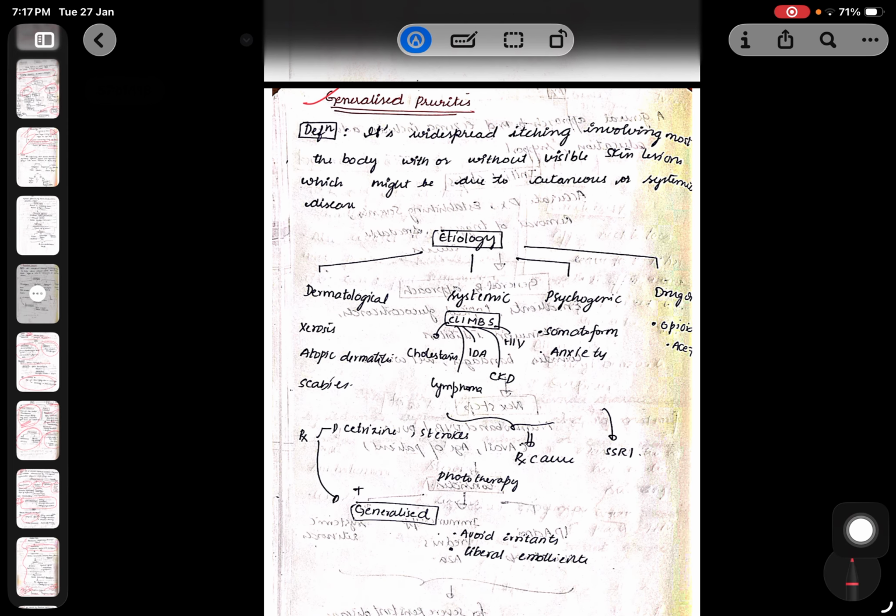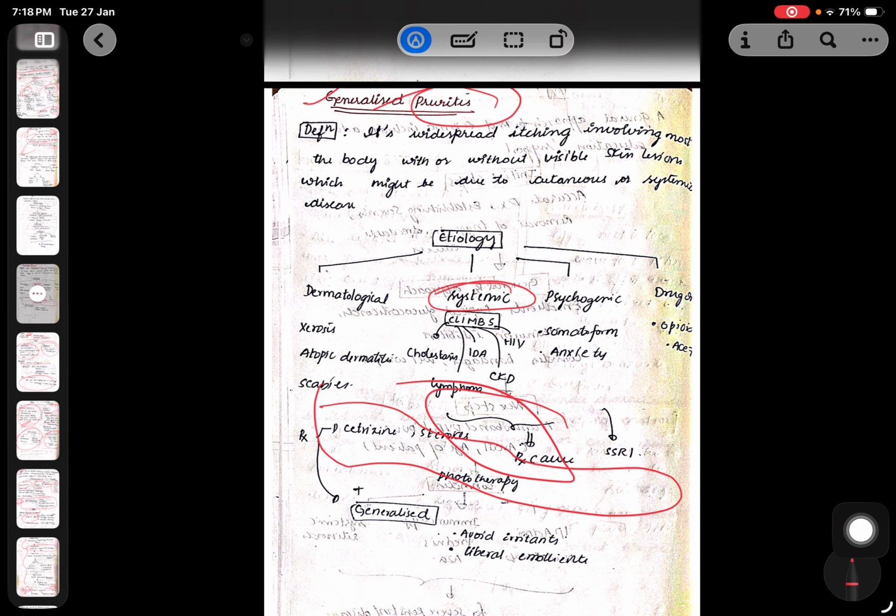Then generalized pruritus, that means you're having itching all over your skin. So make sure you write about the systemic cause. For that, I've just made a mnemonic like CLICS. C stands for cholestasis, L for lymphoma, I for iron deficiency anemia, then C for CKD, and S for systemic conditions like HIV. So here you have to treat the cause. General management, everybody will write that is cetirizine and steroids, and at the end phototherapy.